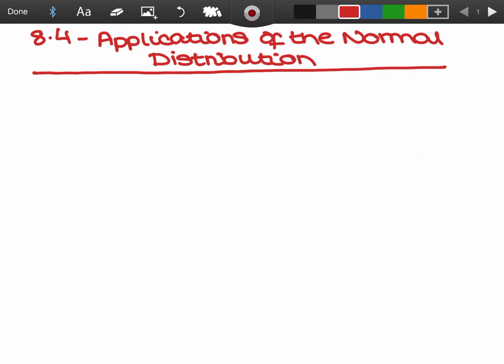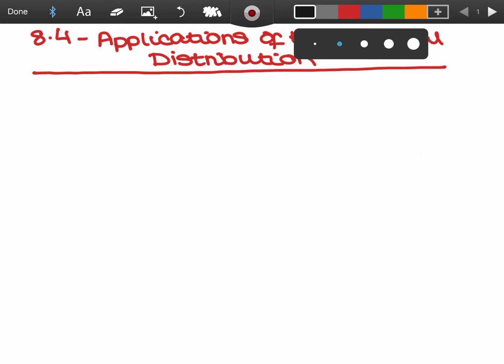So in today's video, we're going to look at chapter 8.4, which is called Applications of the Normal Distribution. This chapter is actually very, very similar to 8.3, and it leads on from it. In 8.3, we looked at the standard normal distribution, where your data follows that curve, but you have a mean of 0 and a standard deviation of 1.